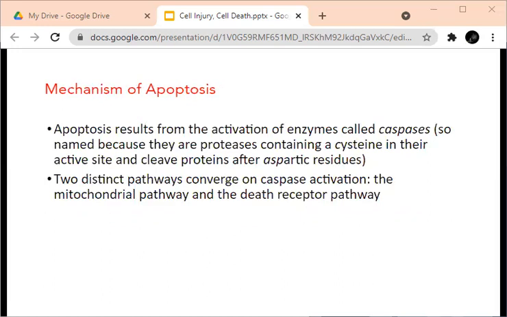Now, anong mechanisms natin of apoptosis? So apoptosis results in the activation of enzymes called caspases. Remember this one, no? Caspases kasi they contain cysteine in their active site and cleave proteins of the aspartic residue. Sige, pangalanan na natin yung caspase. And remember that the apoptotic pathway of cell death, there are two pathways now. We have the mitochondrial pathway and the death receptor pathway.